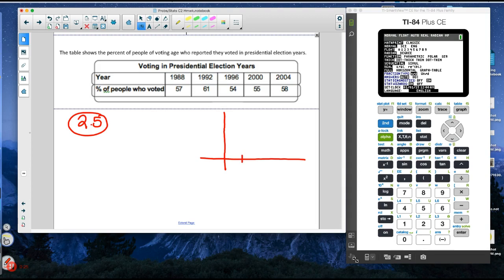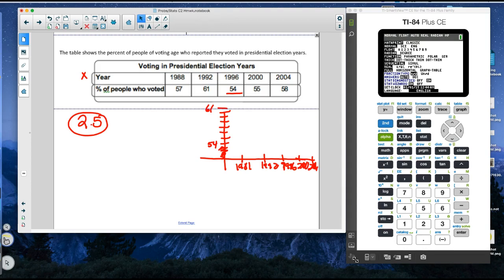We're going to go from 1988 and then 1992, and again I'm missing some years here, but that's okay. My x-axis, which is this top row, are the years up to 2004. And if I were to plot these dots, it looks like the lowest dot is 54, so I'm going to squeeze this in, and I'd have 54, 55, 56, 57, 58, 59, 60, 61. So we're going from 54 up to 61.